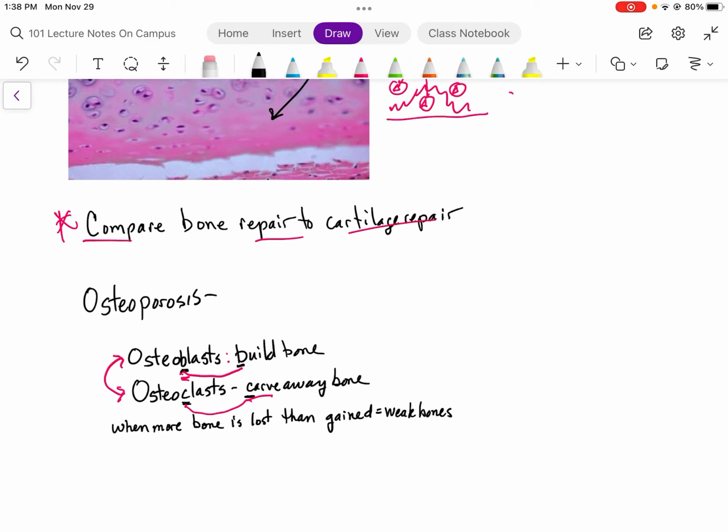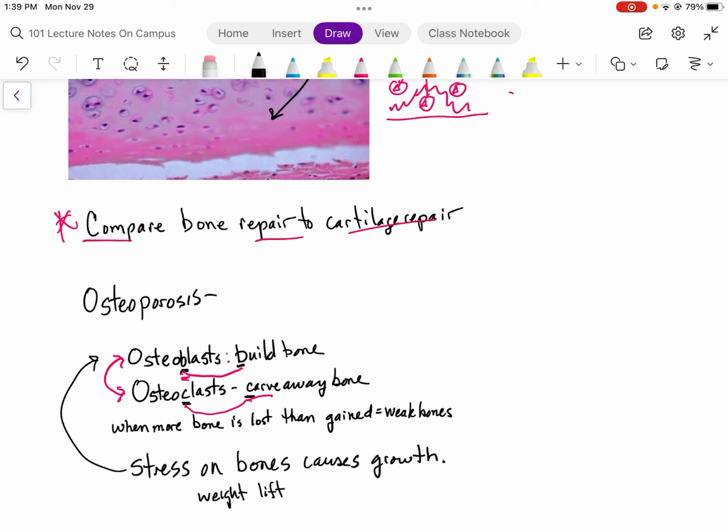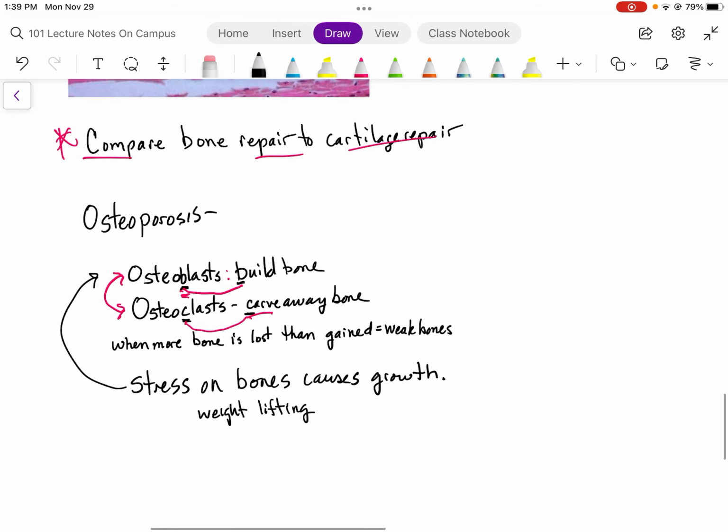There are a couple of ways of preventing that. One is by stress on the bones, and I don't mean nervous stress. Stress on bones causes growth, and so they grow and respond to pressure. So if you want to increase the mass of your bones by activating the osteoblasts, then you do things like weightlifting. Weightlifting, for example, increases the stress on the bones, which will increase their mass. The popular citation here is that astronauts have to do special exercises in space because since they're weightless, their bones don't grow in response and their bones can become very weak.